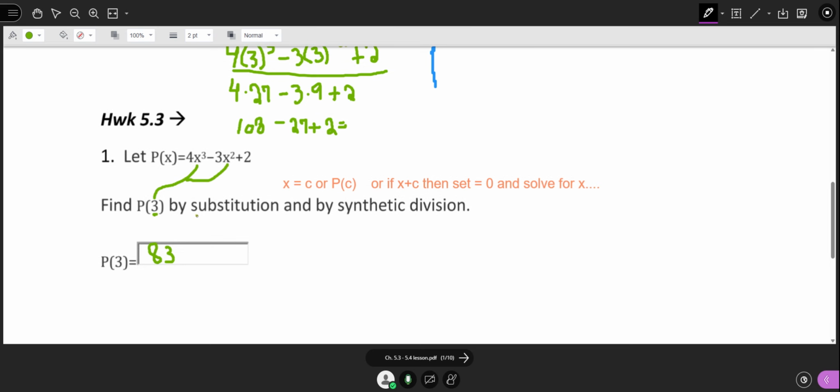Now, I wanted to show you by substitution, but I also want to show you by synthetic division. Both will give you the exact same answer. But before I do that, I need to explain something. P of C, which is how we've got it right here. P of C, where it gives you the x value. It could also say x equals 3 in this case.